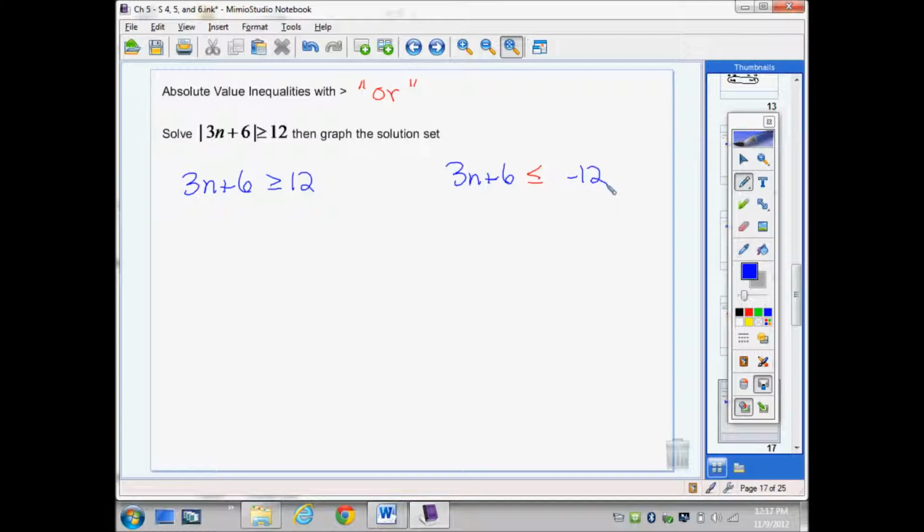So again, same thing. If I make the second quantity negative, I flip the inequality. So I'll subtract 6 from both sides, which will give me 3n is greater than or equal to 6. And I'll divide both sides by 3. And I'll get n is greater than or equal to 2. And then I'll come over here and do the same thing, but with a different answer.